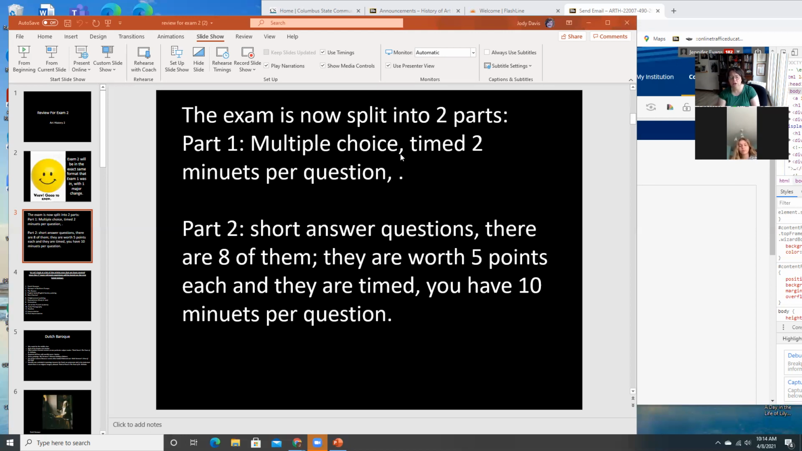So now you get 2 minutes apiece for the multiple choice questions, and there are 30 of them. So that's a 60-minute section. And then part 2, you have 8 questions. They're worth 5 points each, and you have 10 minutes per question. So that's an 80-minute block of time. You do have to start and finish each section once you sit down and open it, but they are independent of one another. So you can do part 1 on one day and part 2 on another day if you want.